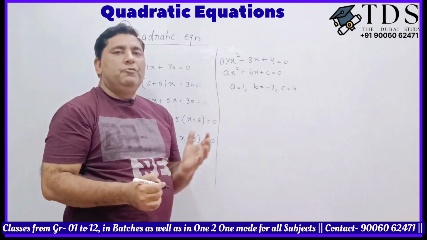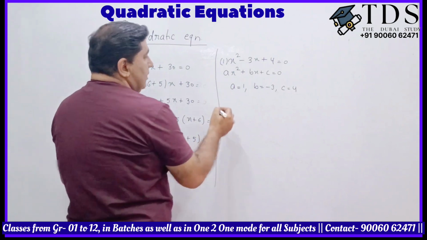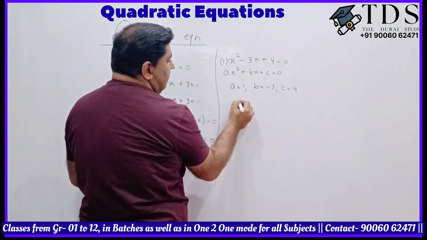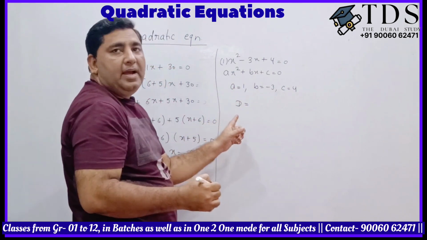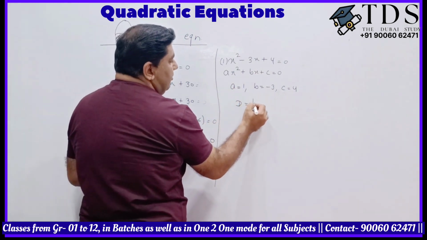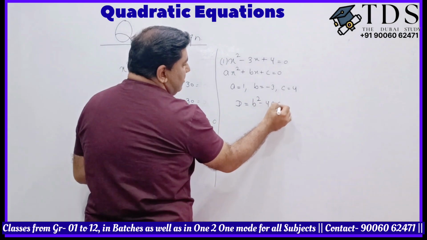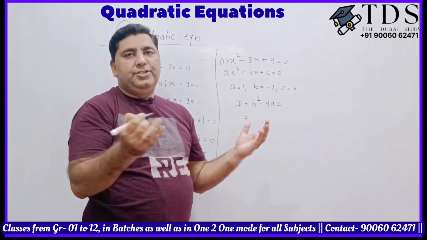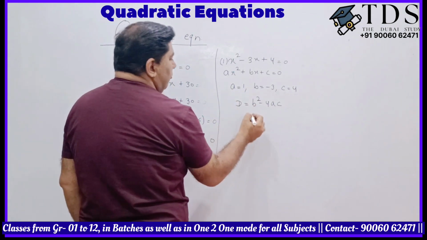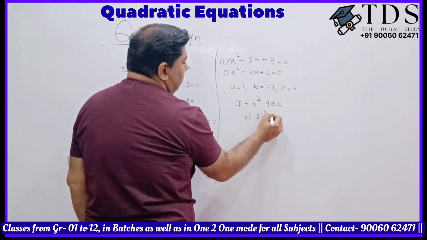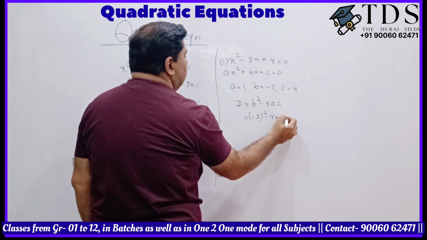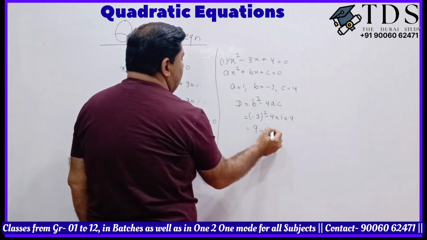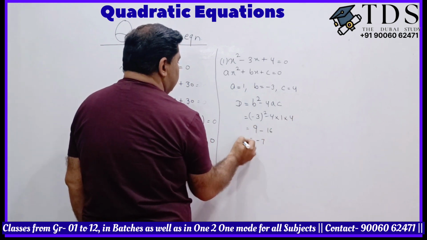These are the values of the constants. Now the nature of roots depends on the discriminant, which is denoted by D, and the value of D is b square minus 4ac. It will tell us about the nature of the roots. The value of b is minus 3, a is 1, c is 4. It will be 9 minus 16, which is minus 7.